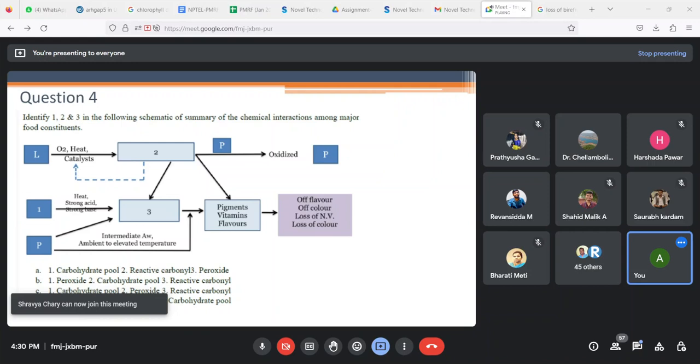So what do you think one is? What are the major constituents in a food? Three major constituents or biomolecules that are present in food. So in any foods, you have lipids, you have proteins, you have carbohydrates. In this particular schematic diagram, L stands for lipids, P stands for proteins. So what is the other constituent here?